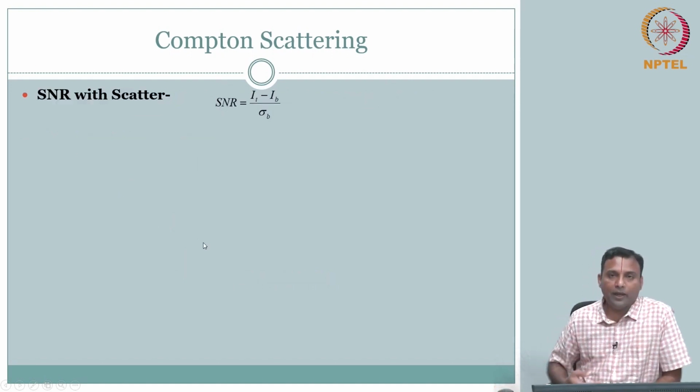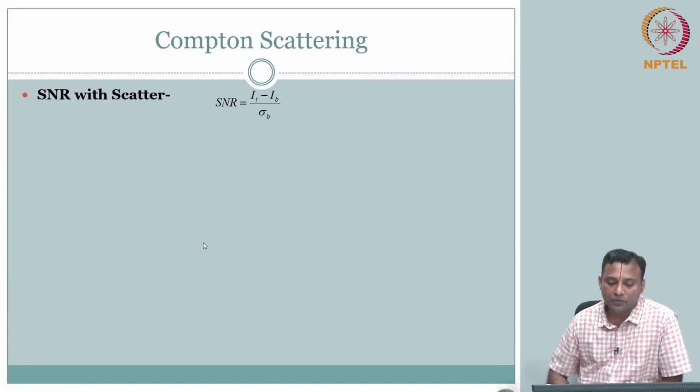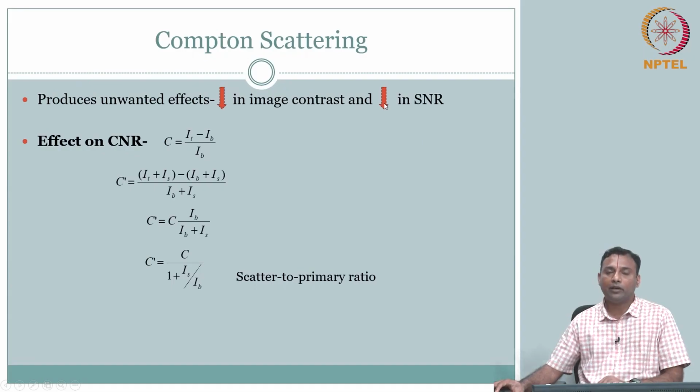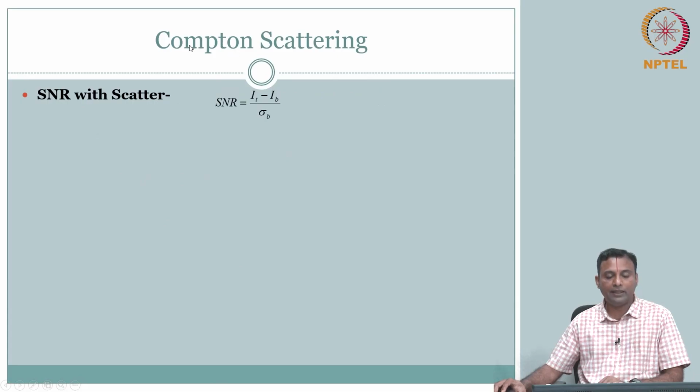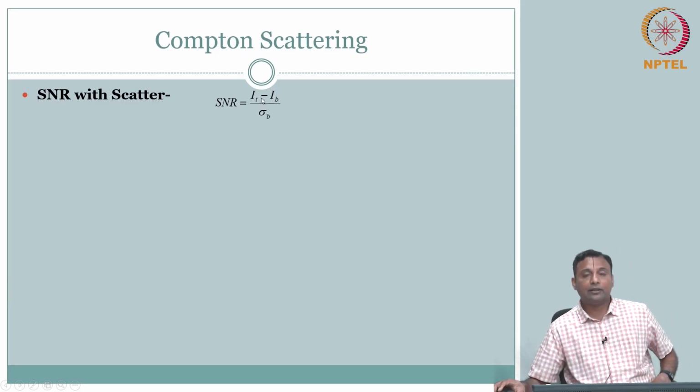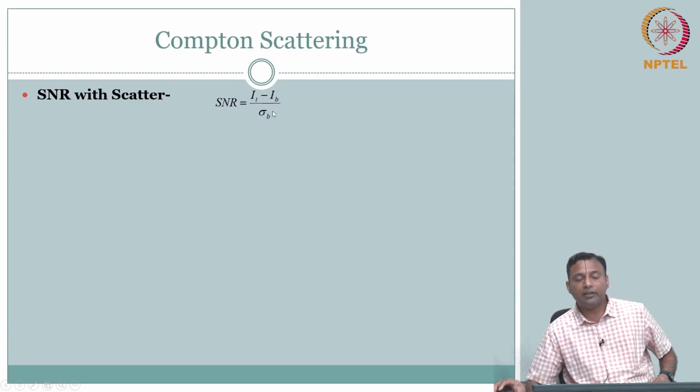So, likewise, what happens to our signal to noise ratio? Of course, we talked about signal to noise ratio also going down, but what we will do is show it. How do we show it? Same thing: SNR with scatter is (IT minus IB) by sigma B, the same definition we started with for SNR. Your target minus background intensity is divided by the standard deviation. So this is my signal. Quickly we can write this. What do we need? We need to introduce scatter.